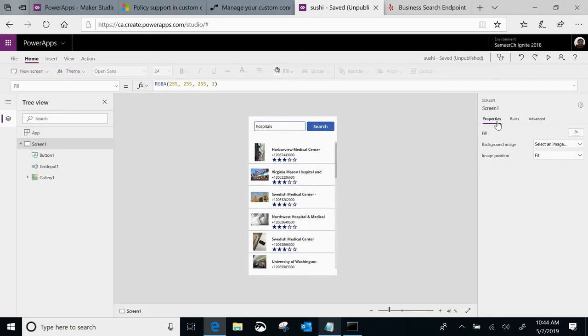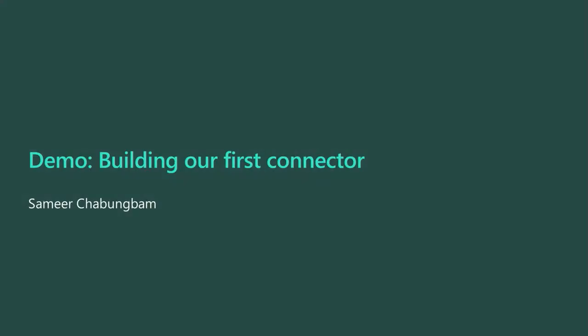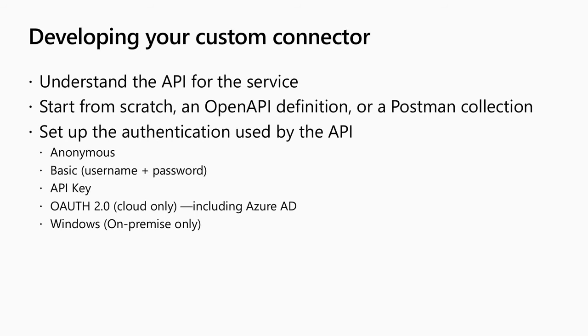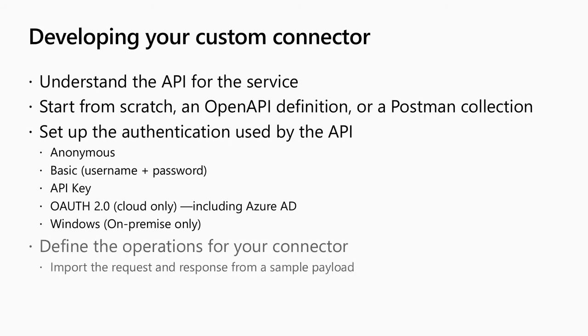Okay, so going back to our slides. What are the steps to develop that connector? As I said, the first and the most important one is to understand the API that you're trying to call, right? You can start from scratch. You can use an OpenAPI definition or a Postman collection. But now if you have an Azure service, we also allow you to do that. You set up the authentication, and we support multiple authentication types, the most common ones.